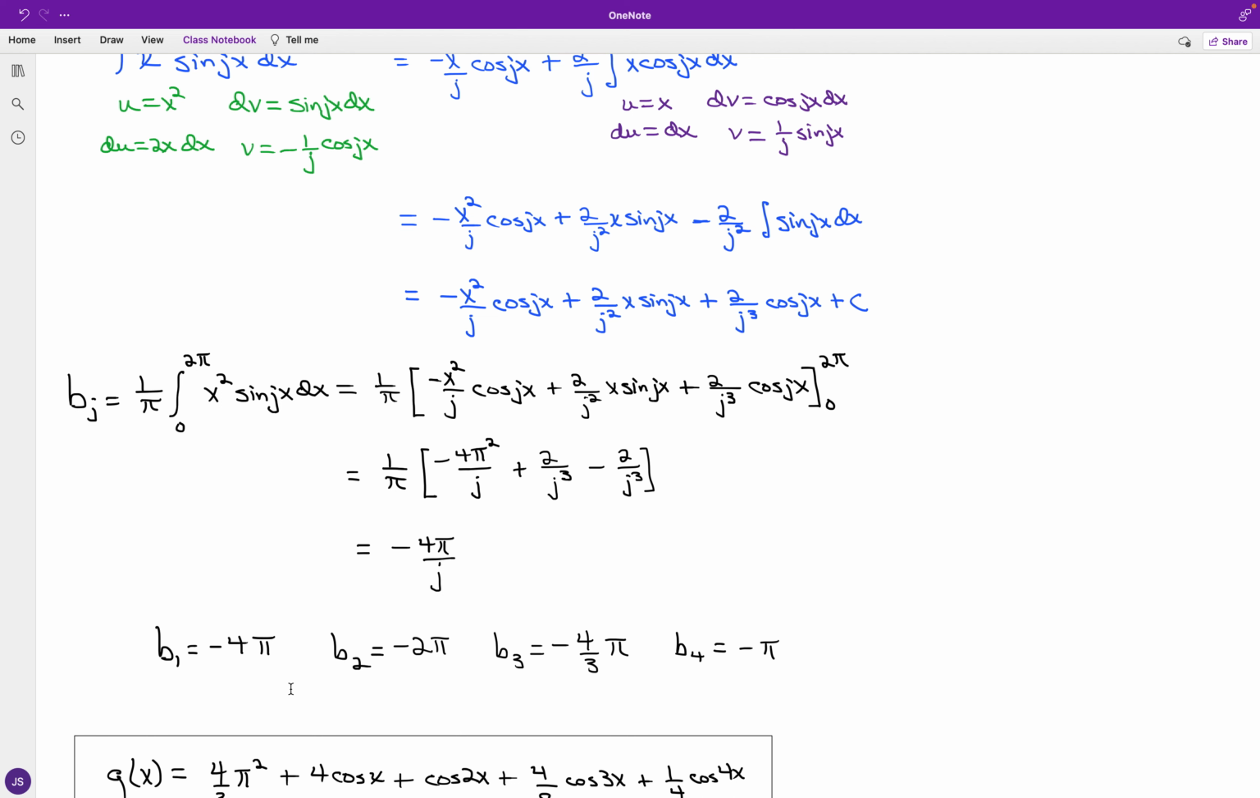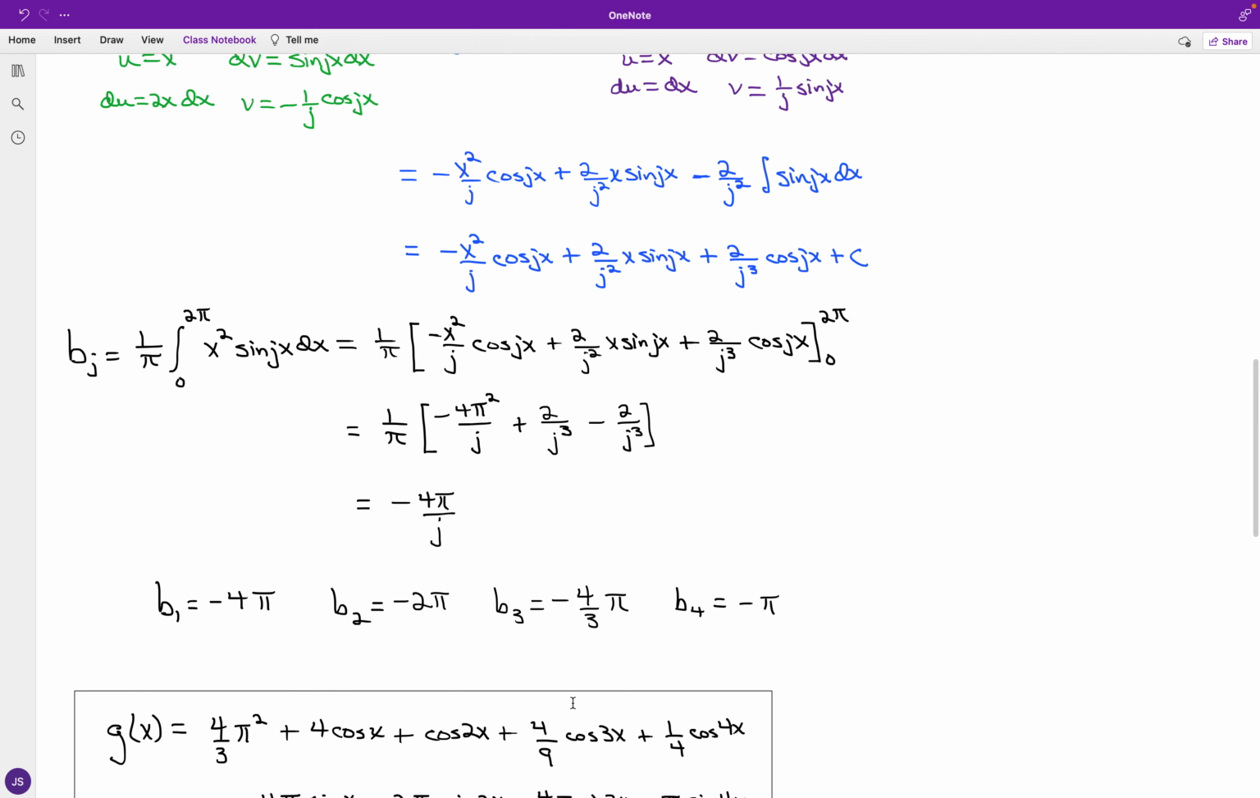So you have b sub 1 is going to be negative 4 pi, b sub 2 is going to be negative 4 pi over 2, which will be negative 2 pi. b sub 3 is going to be negative 4/3 of pi. b sub 4 is equal to negative pi.